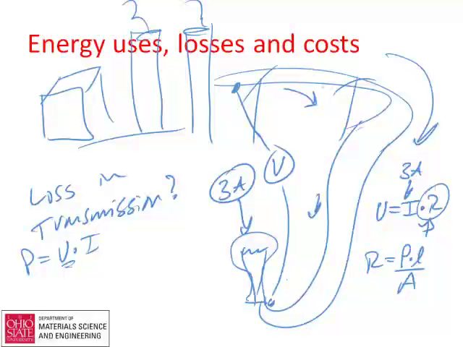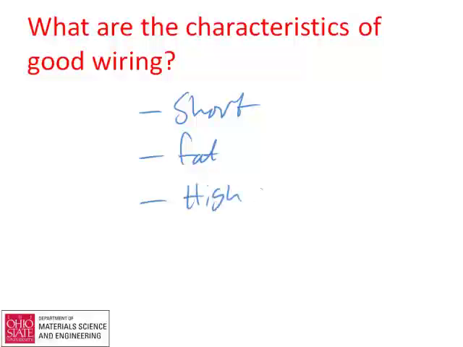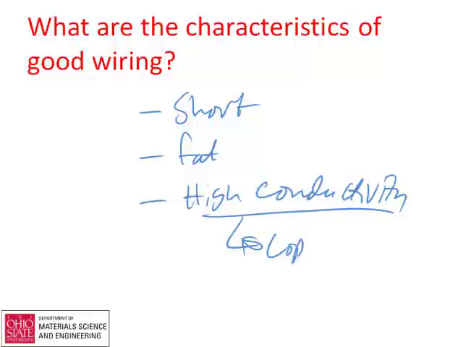So the question I want to ask is what makes a good power line? Three things. You want it to be short, you want it to be fat, and you want it to have high conductivity. So the high conductivity, this is why we use copper. We could use silver. It's a little bit better, but aluminum is actually quite a bit worse. Sometimes we use aluminum. And you want it to be short. You want to be close to the power station. You can't always do that. We don't like power stations in our backyard.